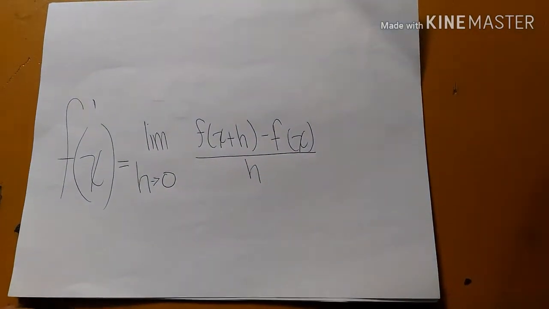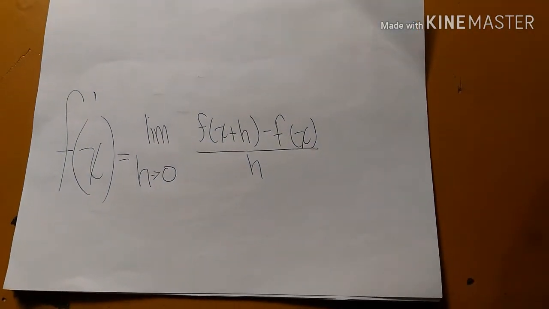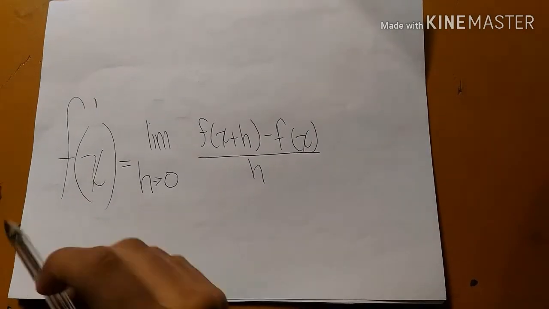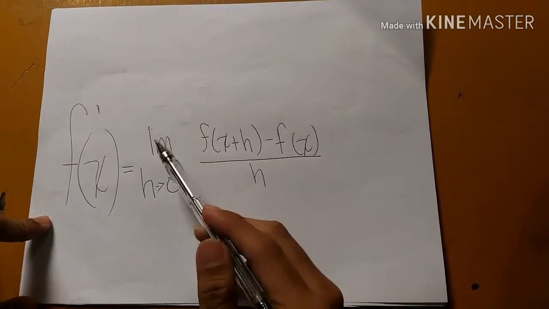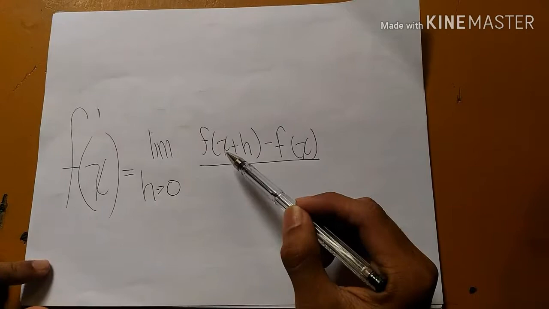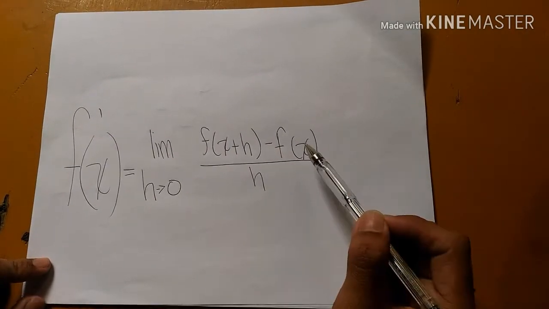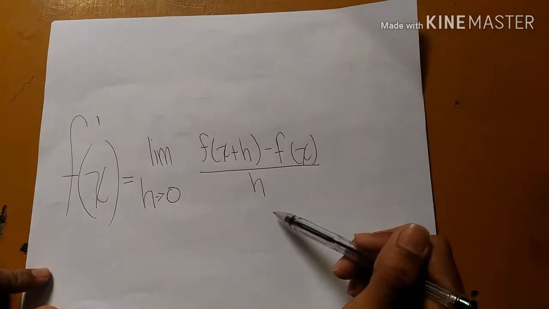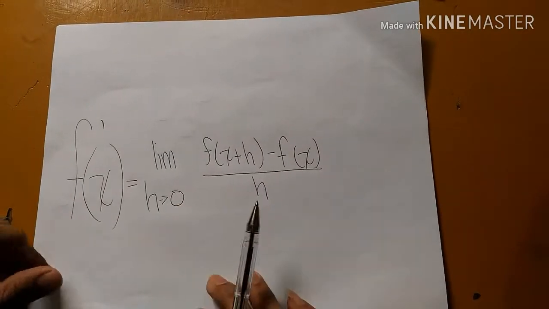Alright, in finding the derivatives of a function, we need this formula. The f prime of x is equal to the limit of f of x plus h minus f of x, all over h, as h approaches 0. And here's one example.